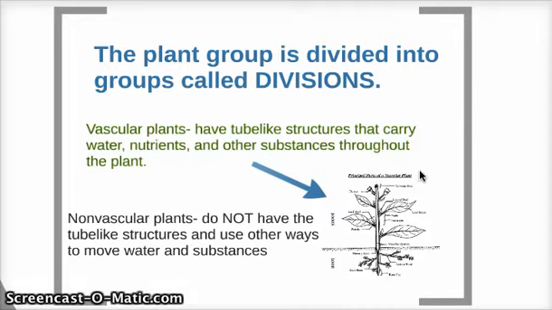Non-vascular plants are the second division. They don't have the tube-like structures, and they have to use other ways to move water and substances throughout the plant. Moss is one example of a non-vascular plant.